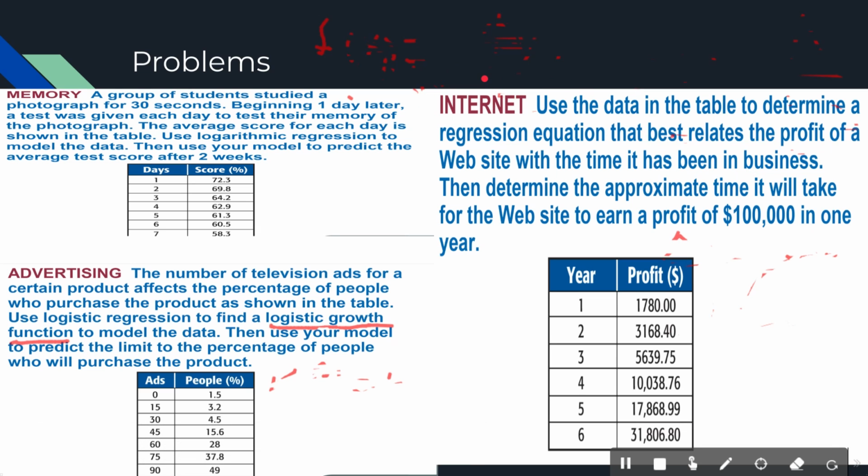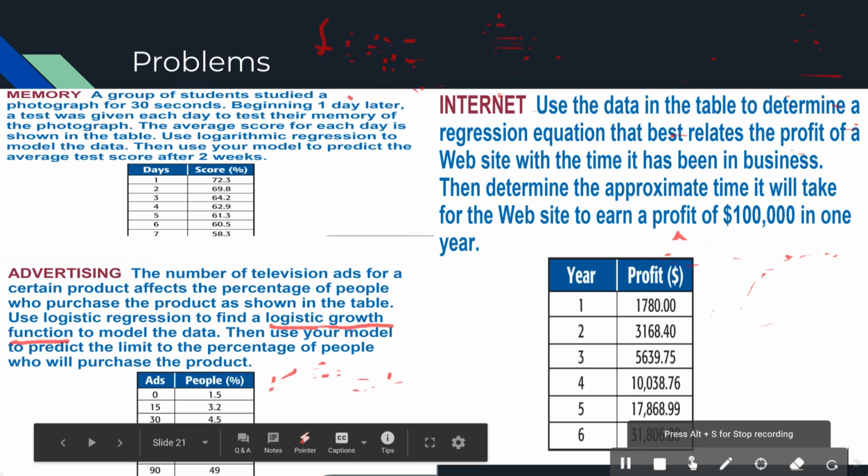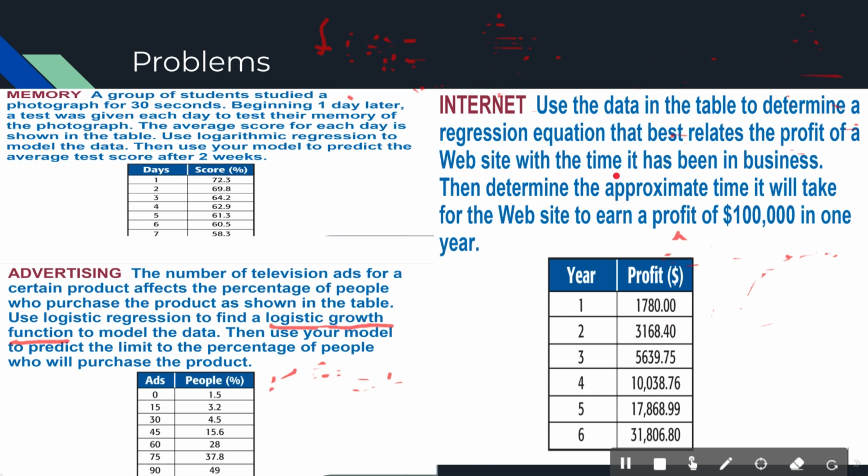So, internet. Use the data in the table to determine a regression equation that relates the profit of a website to the time it has been in business. Then determine the approximate time it will take for the website to earn a profit of $100,000 in 1 year. All right, now I think we first have to notice that the type of regression equation is not given. So we're going to have to try everything that we've covered before: linear regression, logistical regression, logarithmic regression, exponential regression, all 4 types of regression.